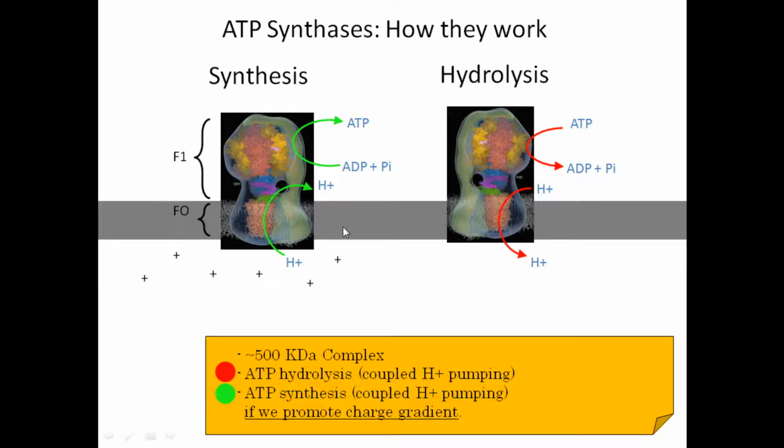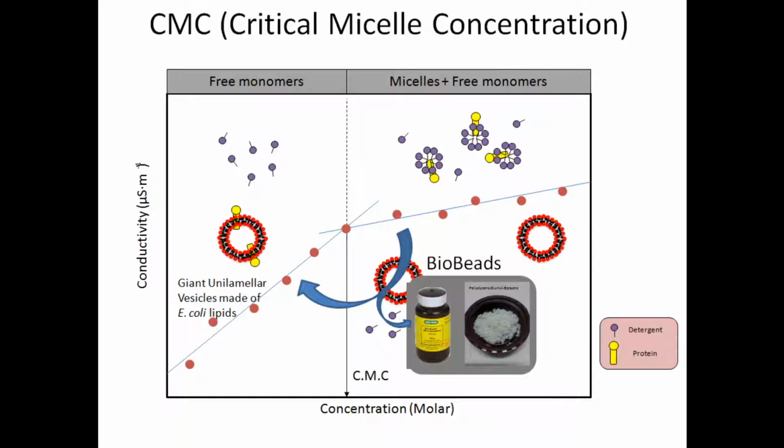For that reason, we'll build up a system by mixing purified E. coli ATP synthase and electroformed giant unilamellar vesicles by the use of biobeads to remove the detergent and ensure the protein is inserted within the membrane. To check if the system worked properly, we used confocal microscopy.